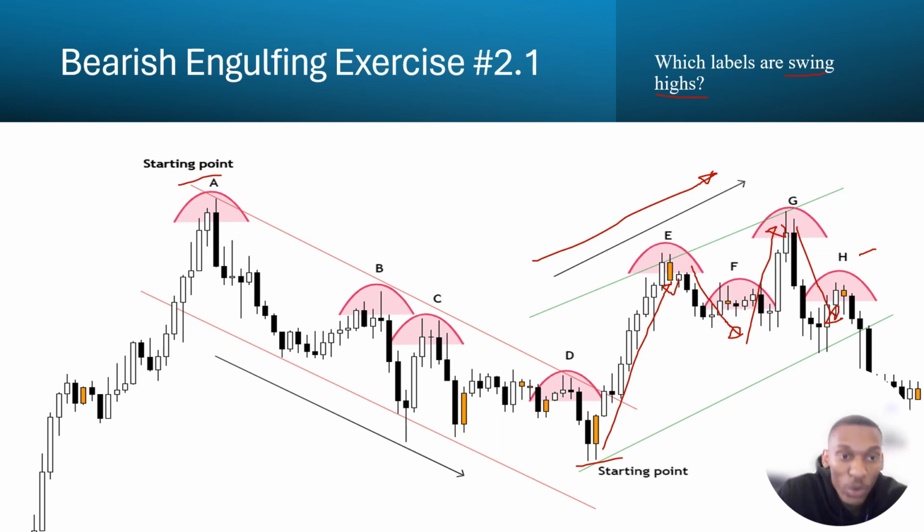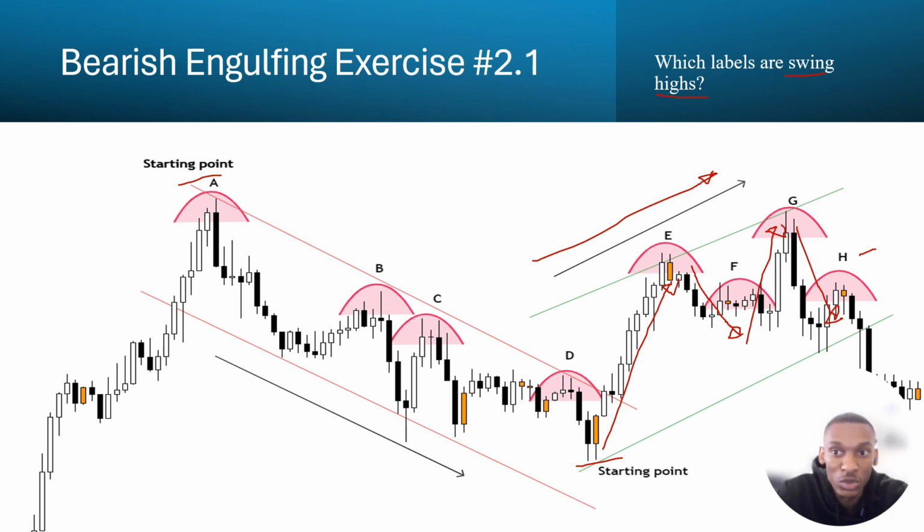So if now we have identified our swing highs, and I say that bearish engulfing bar candlesticks, we use them as selling opportunities, meaning you want to look for them at swing highs. What can we do with that information?